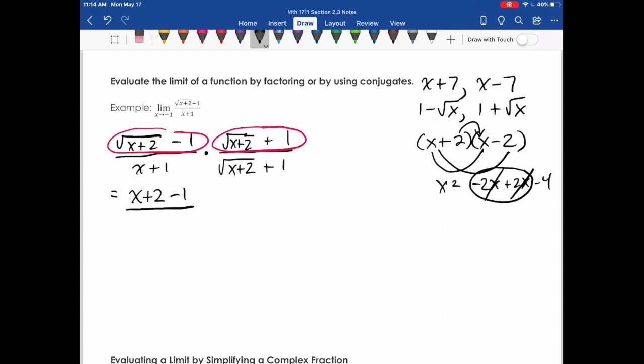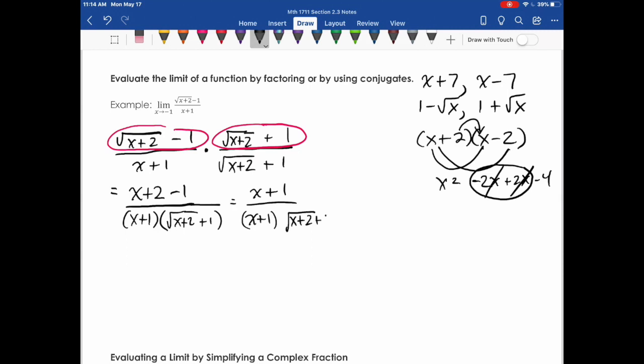So what I end up getting in the numerator when I multiply that out is x plus 2 minus 1. Then in the denominator, I get x plus 1 times the square root of x plus 2 plus 1 multiplied together. Now, if I simplify the top, I get an x plus 1. So now I have the same factor on the top and the bottom, so I can get rid of the x plus 1. And I've just simplified that expression so that it looks like this now. So I have 1 on top and then over the square root of x plus 2 and then plus 1 on the bottom. Now let's try to take the limit now that I've rearranged this expression.